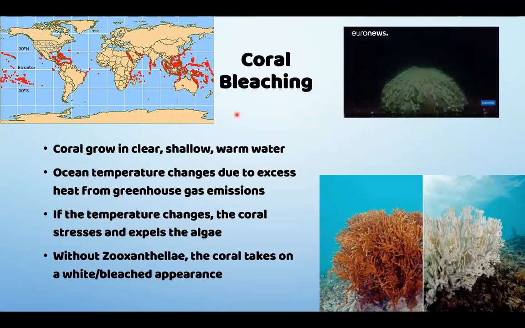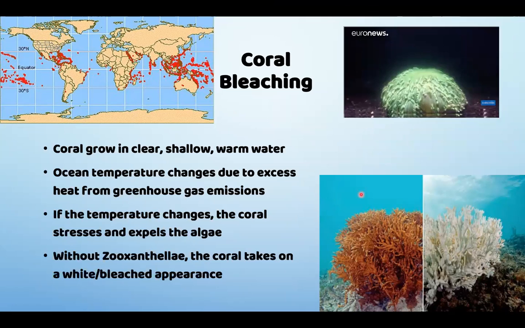So without the zooxanthellae, the coral take on a white and bleached appearance. So as you can see here, that's probably a staghorn coral. This coral was nice and healthy on the left-hand side, and about a year later, it went through a coral bleaching event and is now white. And you can see the other organisms around it. This is dead coral, so this is what it looks like after it turns this white color, then decomposes and takes on that darker color.